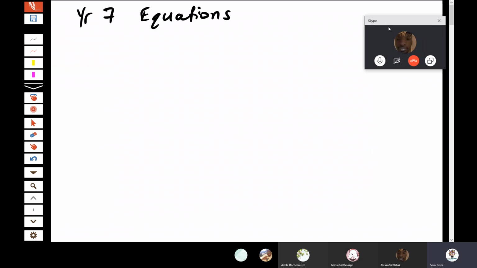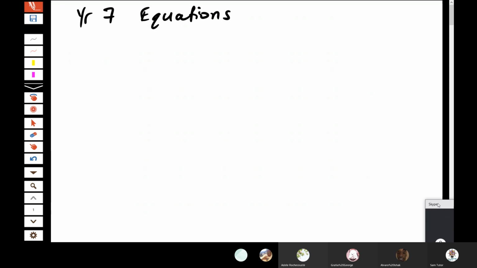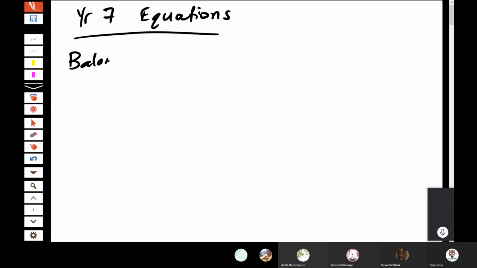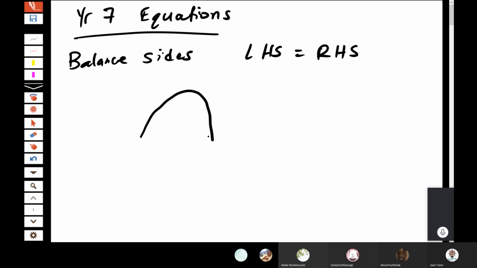Year 7 equations. All right. So the idea of equations is to balance sides. So you're going to have two sides, right? You've got a left-hand side and a right-hand side. So a basic way to think about it is, imagine a set of scales. So I've got a really poorly drawn scale that almost looks like a cherry.